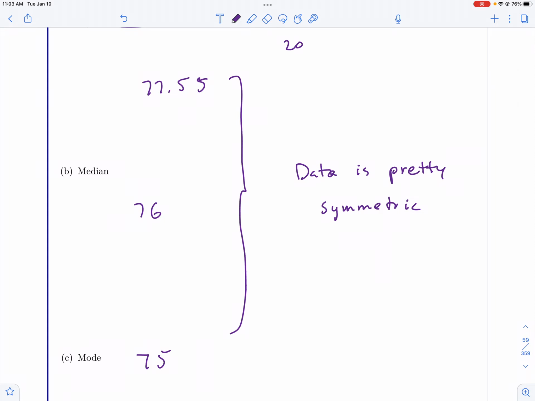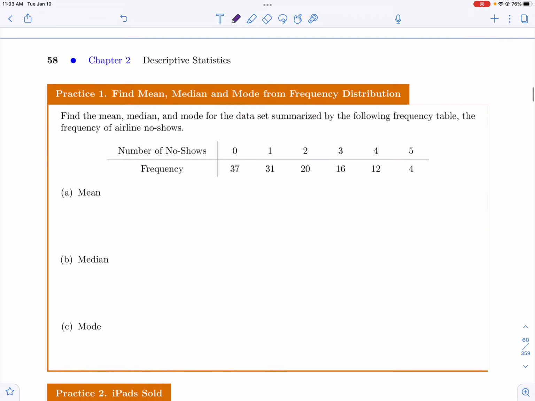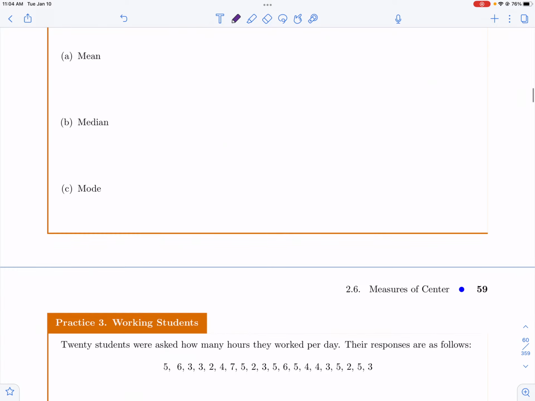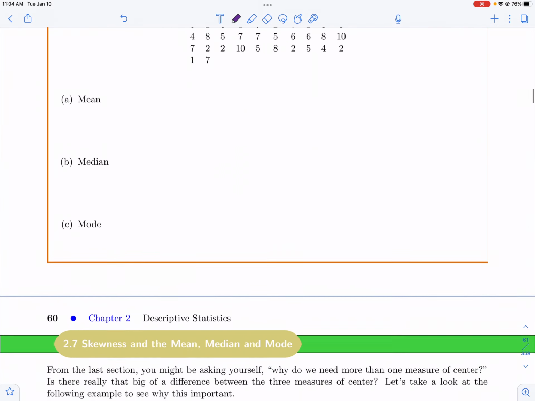All right, so I've got a bunch of practice problems for you to work on. Practice 1 is different. We haven't used this set of data yet. So if you want to use the calculator on this, I'd recommend using your list 4 and list 5, since you've already got data in list 1, list 2, and list 3, hopefully. And those are coming up in practice 2, practice 3, and practice 4.